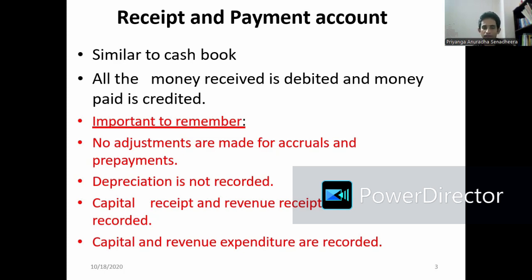Capital receipts and revenue receipts are recorded. Capital receipts mean normally when you sell your non-current asset, you gain money. And revenue receipts mean day-to-day income. Those things can be recorded. At the same time, capital and revenue expenditure are recorded. Capital expenditure means the money you spend to buy a non-current asset, and revenue expenditure is day-to-day expenses. So those items will be recorded. We move to the next slide.